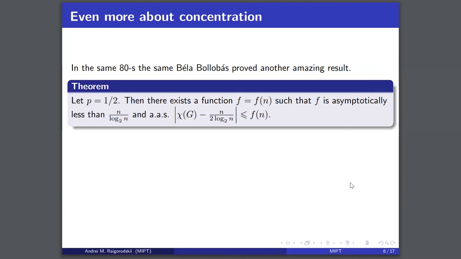And in this case, it's also possible to prove the concentration of the chromatic number around some value. You asked me about this quantity, and I said some words about it, but I didn't explain its exact behavior. And here, such behavior is given. It is given by this ratio, n over 2 times the binary logarithm of n. So the chromatic number is highly concentrated, with high probability, asymptotically almost surely, around this ratio.